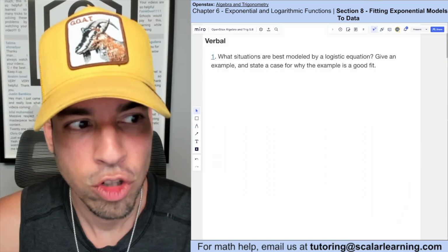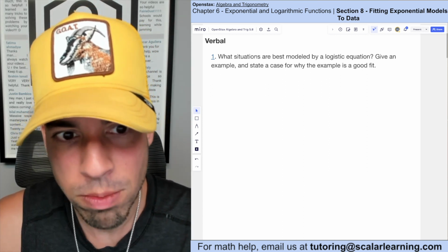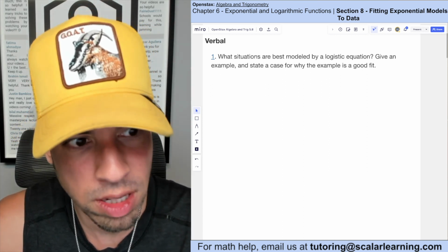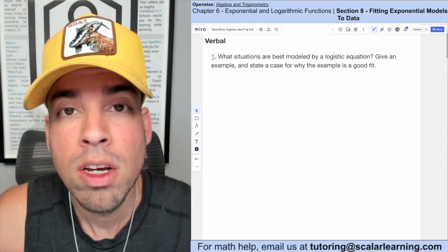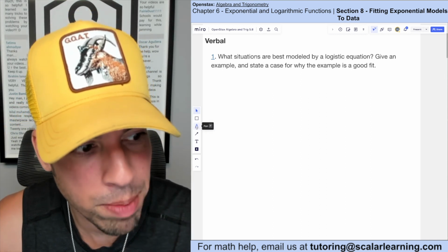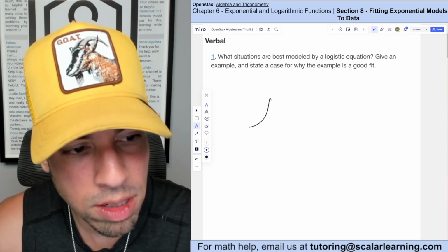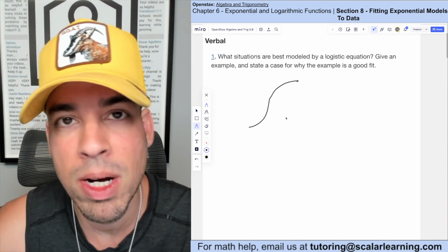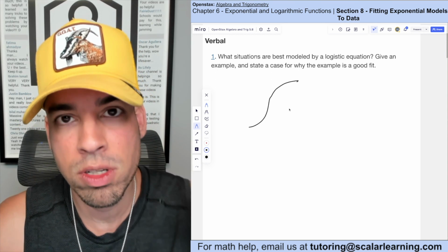Let's do it. So the first question is, what situations are best modeled by a logistic equation? Give an example and state a case for why the example is a good fit. So a logistic function is really good for something that maybe at some point might be growing exponentially, but then it is going to level off, right? And the idea about leveling off is that there's a max capacity.